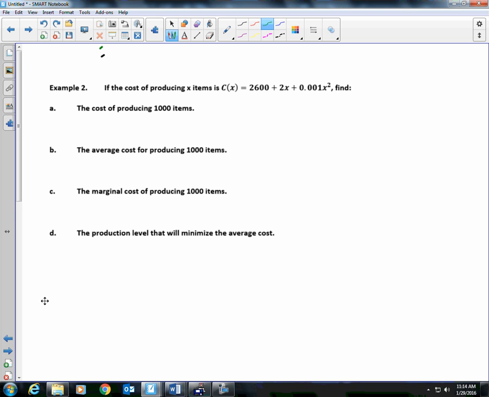We're going to do the maximum profit here in a little bit, but first let's just do example 2. The cost of producing x items is C of x equals 2,600 plus 2x plus 0.001x squared. Find the cost of producing 1,000 items. How do I do that? Yeah, I plug in 1,000. So I'm just making sure that you understand the difference between all the different functions. So 2,600 plus 2 times 1,000 plus 0.001 times 1,000 squared.